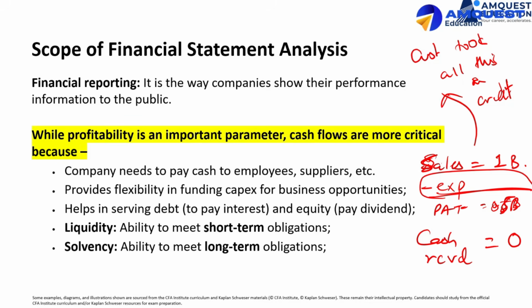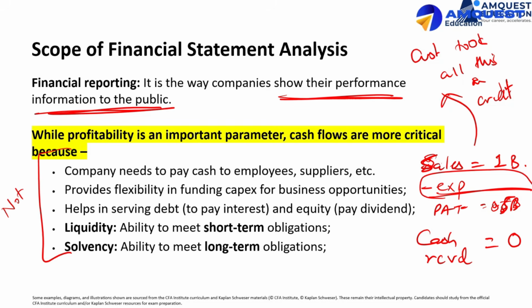So key thing, it is there to show their performance information to the public, but the criteria here is not satisfactory, right? So to understand, we cannot have only, let's say, I will do only suppliers or only employees. You have to do exhaustive. So this is not an exhaustive list. Let's put it this way. This is just an indicative list for us to start doing analysis.